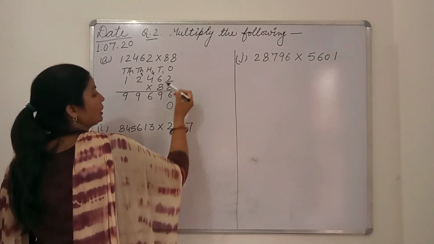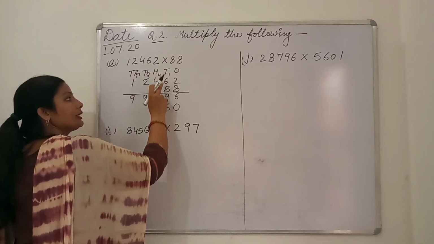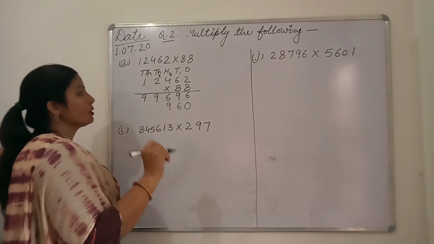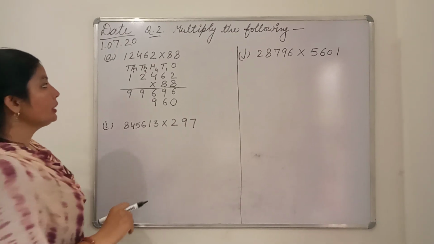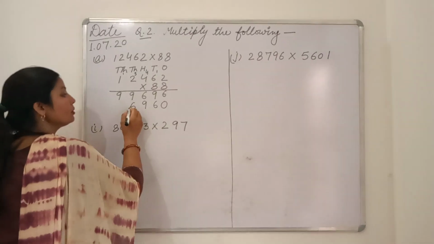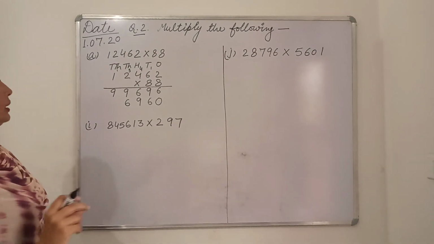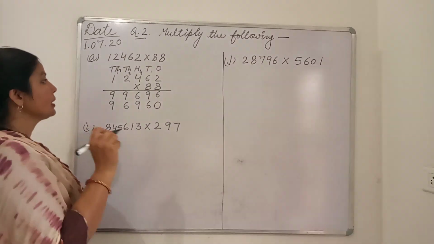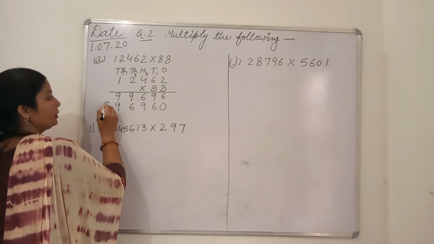Now 8 twos are 16, so we write here 6 and 1 goes carry. 8 sixes are 48, 48 plus 1, 49. 4 goes carry. Now 8 fours are 32, 32 plus 4, 36. Write here 6 and 3 goes carry. Now 8 twos are 16, 16 plus 3, 19. We write here 9 and 1 goes carry. Now 8 ones are 8, 8 plus 1, 9.